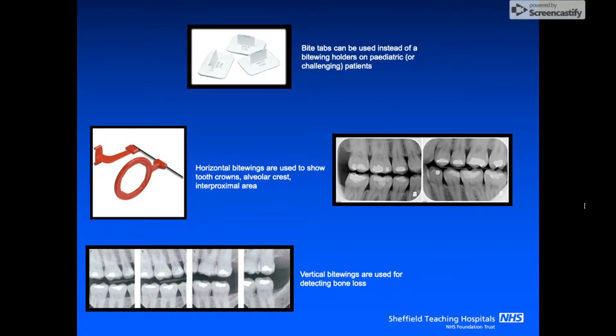The image receptor should be positioned centrally within the holder, with the upper and lower edges parallel to the bite platform. Correct position of the receptor, holder, and tube head will help avoid overlapping of the interproximal contact or spaces of the teeth. Horizontal bite wings are used to show tooth crowns, alveolar crest, and interproximal area. Vertical bite wings are used for the detection of bone loss.